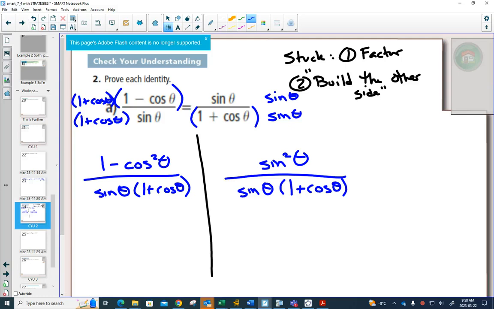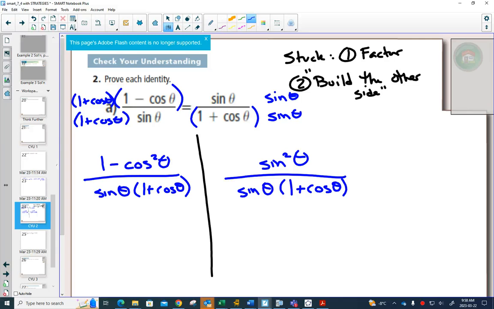So the build the other side strategy says, let's make something the same. If nothing's working and I'm stuck, what would it look like to make my denominators the same? And you can do that the same way you get a common denominator for adding and subtracting fractions. And now that my denominators are the same, I look at my new question and say, is there something that I could do? Because this side has sine squared in my numerator, this side has 1 minus cos squared in my numerator. And you're like, yes, that is just one mental math manipulation of our big idea, right?